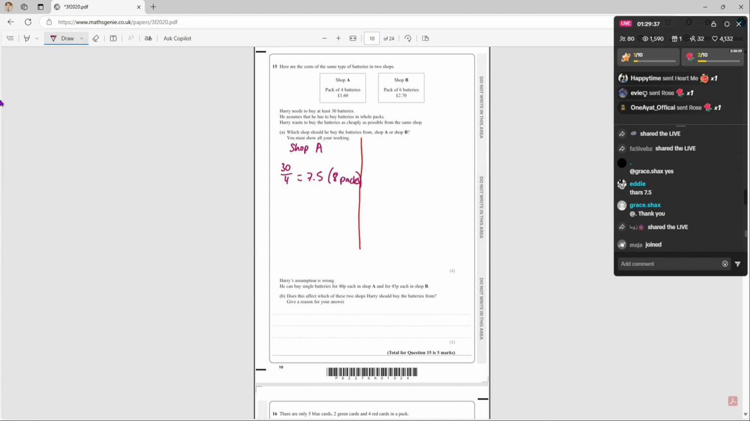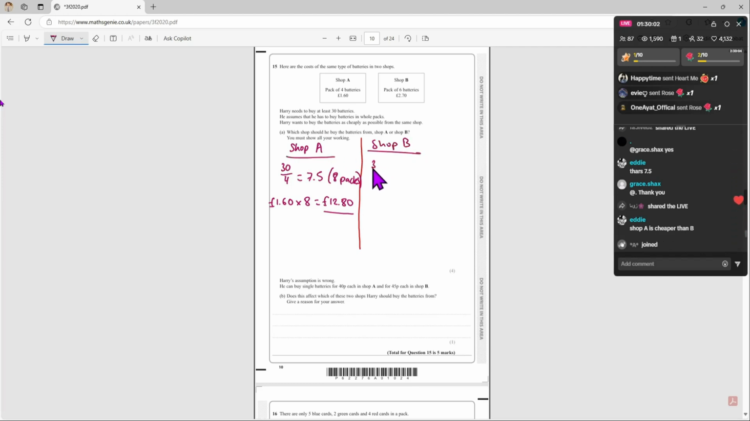We're now going to do £1.60 times by 8. £1.60 times by 8 will give you £12.80. £12.80 will be the price for shop A. And now we're going to work out the price for shop B. So we're going to do 30 for shop B.